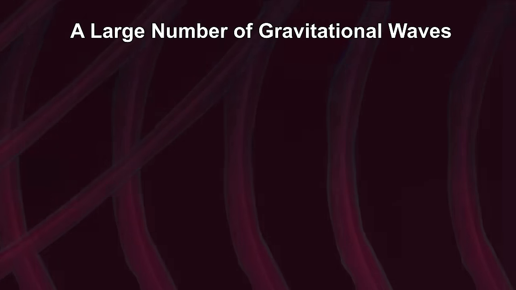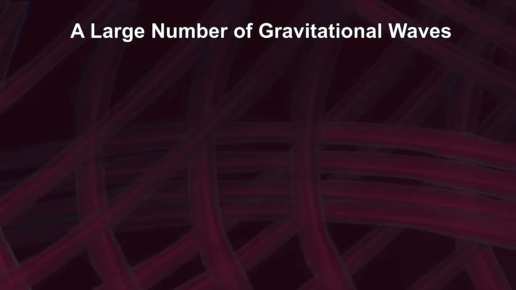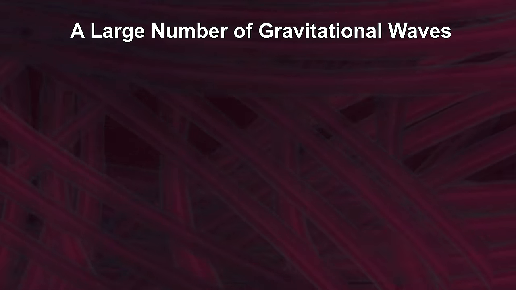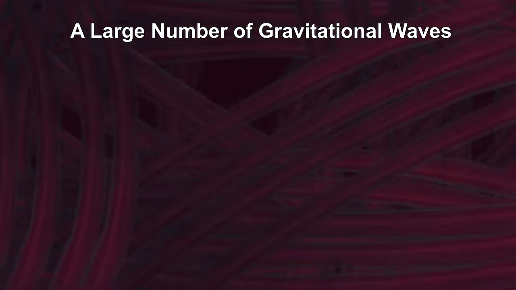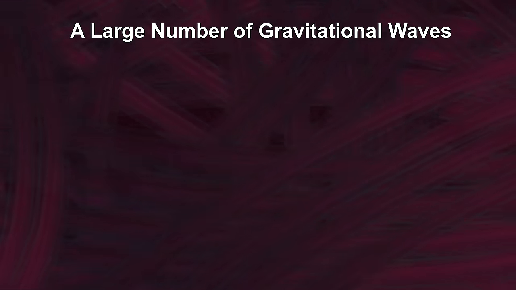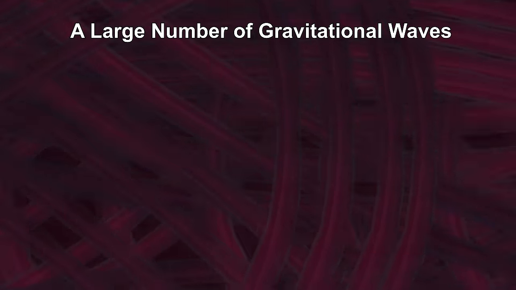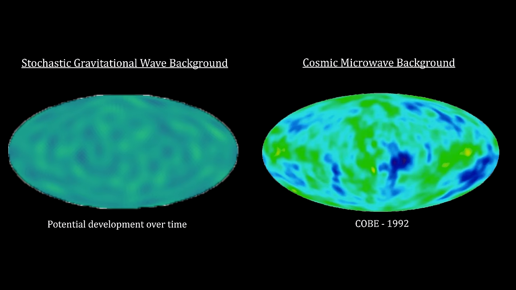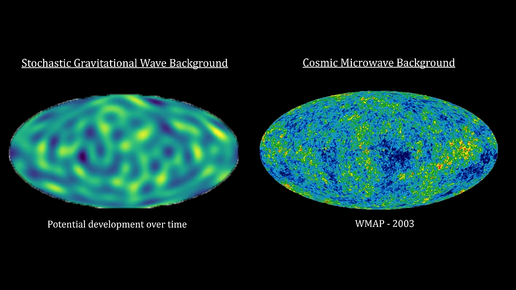The large number of gravitational waves detected so far by interferometers around the world implies that there could be a background of gravitational waves created by the superposition of numerous incoherent sources happening throughout the history of the universe. This would create a background coming from all directions with a pattern that can be analyzed statistically. Such a pattern is referred to as stochastic, and the radiation is referred to as the stochastic gravitational wave background, or SGWB for short.